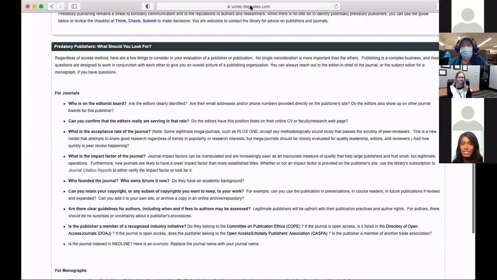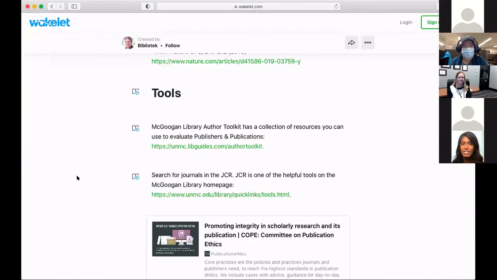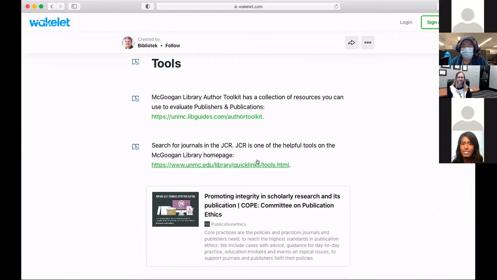I'm going to go back to the Wakelet. So the JCR, I'm not going to go to this link because you have to log into it. JCR used to be called Journal Citation Reports, I think. Sorry, it's been the initials for so long. This is where you go in to find out if something's got an impact factor. It pretty much has to be real.